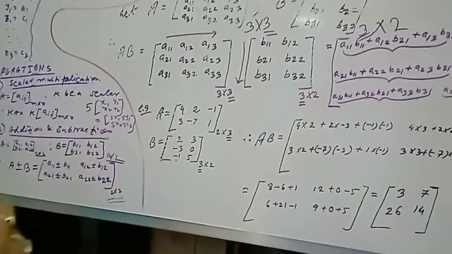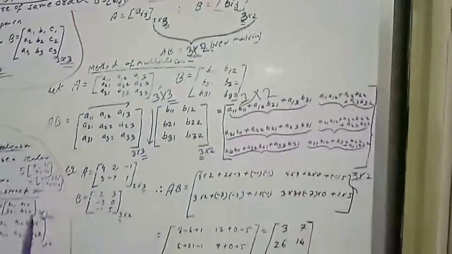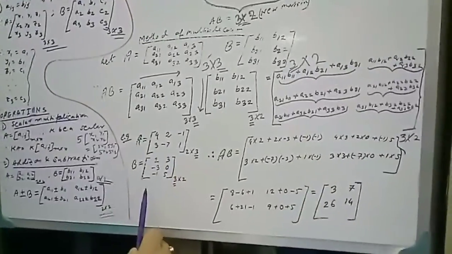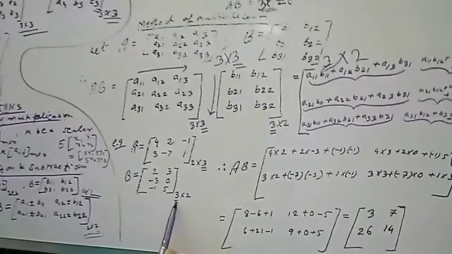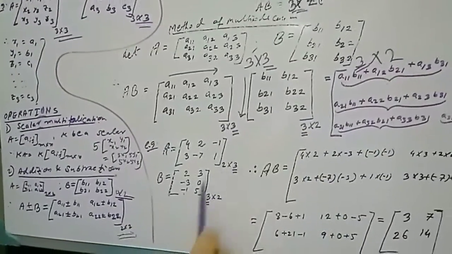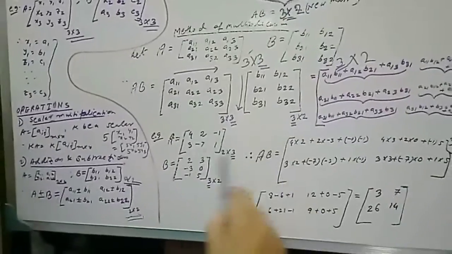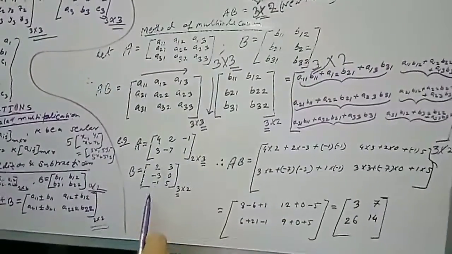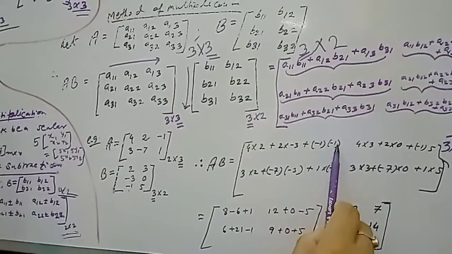Now how to find whether these two matrices are conformable for multiplication or not? Yes, they are conformable for multiplication. Why? Because number of columns in A and number of rows in B, these two are equal. So we can multiply these two matrices. Now AB equals to, what did I say? First row will multiply to first column. So 4 into 2 plus 2 into minus 3 plus minus 1 into minus 1.